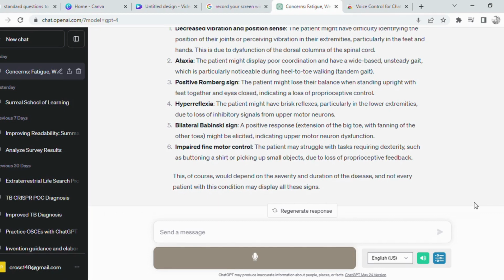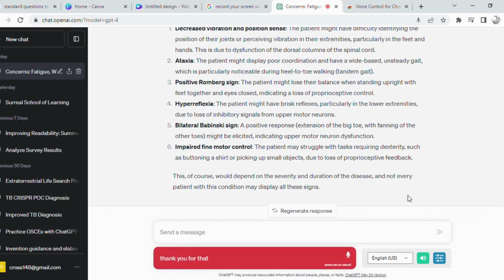Bilateral Babinski sign. A positive response, extension of the big toe, with fanning of the other toes, might be elicited, indicating upper motor neuron dysfunction. Impaired fine motor control. The patient may struggle with tasks requiring dexterity, such as buttoning a shirt or picking up small objects, due to loss of proprioceptive feedback. This, of course, would depend on the severity and duration of the disease, and not every patient with this condition may display all these signs.